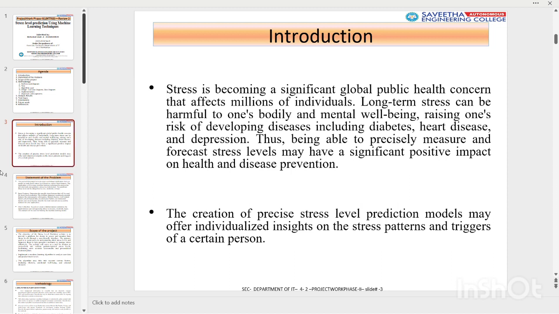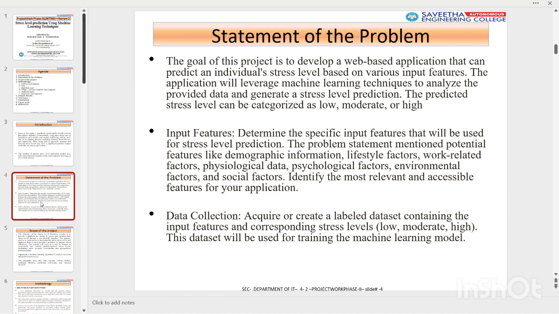And the statement of my project: the goal of this project is to develop a web-based application that can predict an individual's stress level based on various input features. The application will leverage machine learning techniques to analyze the provided data and generate a stress level prediction. The predicted stress level can be categorized as low, moderate, and high.